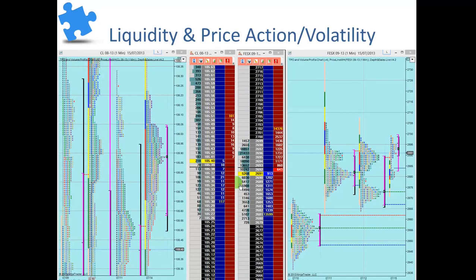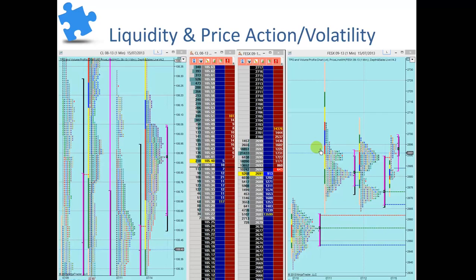So here we can see a thin market next to a thick market. We've got crude or CL on the left, and we've got Euro stocks or FESX on the right. So what we can see, obviously, the depth is lower on crude compared to the FESX. The trades at each price on the volume profile as well is much lower on crude than the FESX. And if we look at the market profiles on the left and the right, we can see also that the daily trading range is much wider on crude. And obviously this is all very obvious, probably not learning much at this point.